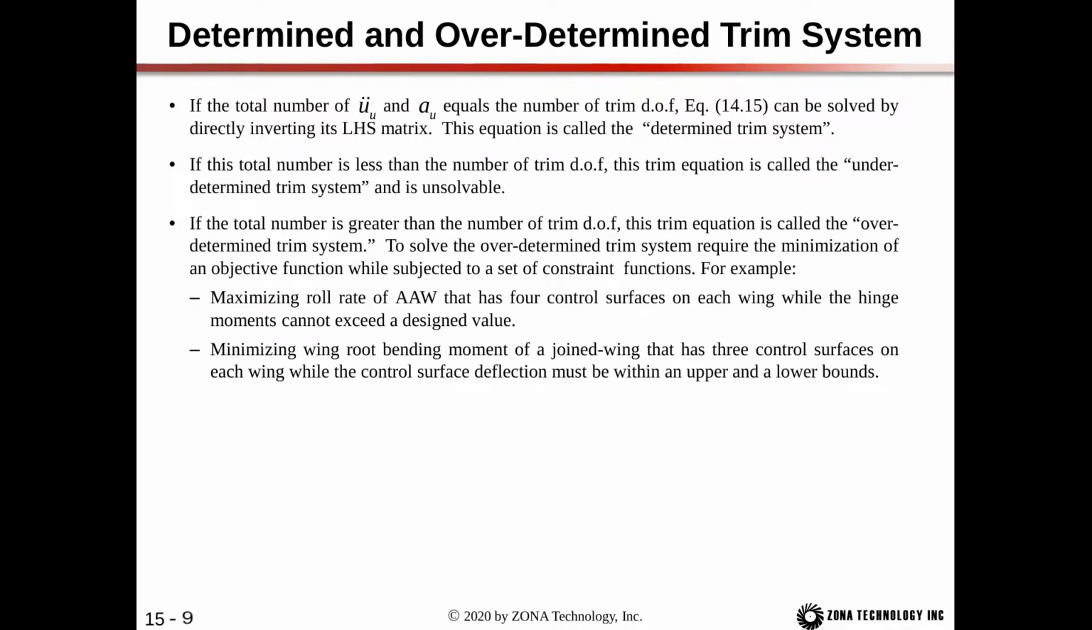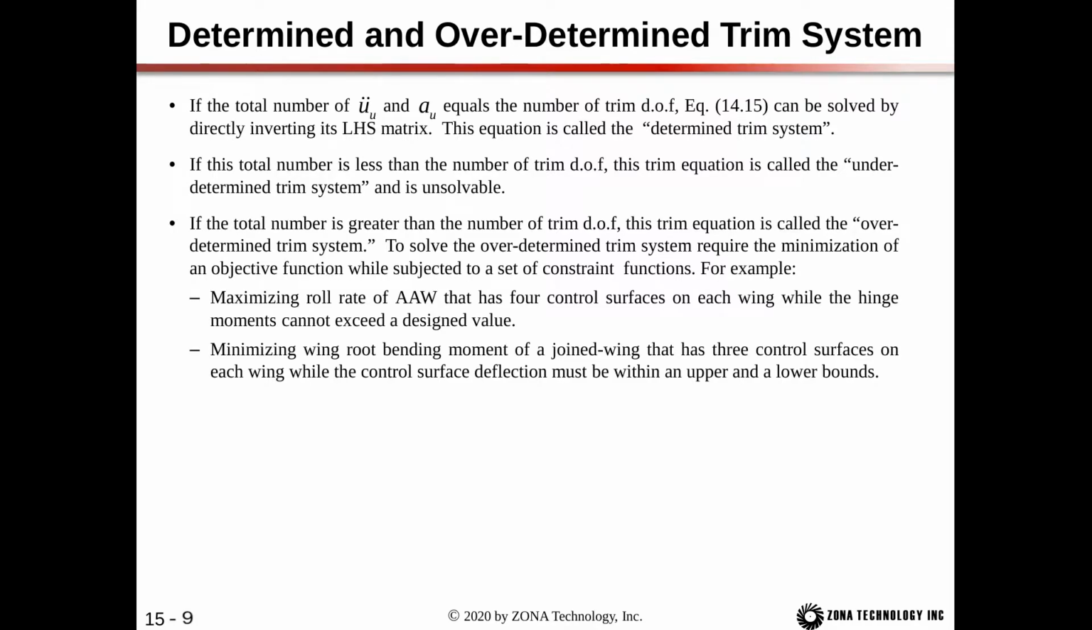However, if the total number is less than the number of trim degrees of freedom, then the trim equation is called the underdetermined trim system and is unsolvable. And then finally, if the total number is greater than the number of trim degrees of freedom, this trim equation is called the overdetermined trim system.